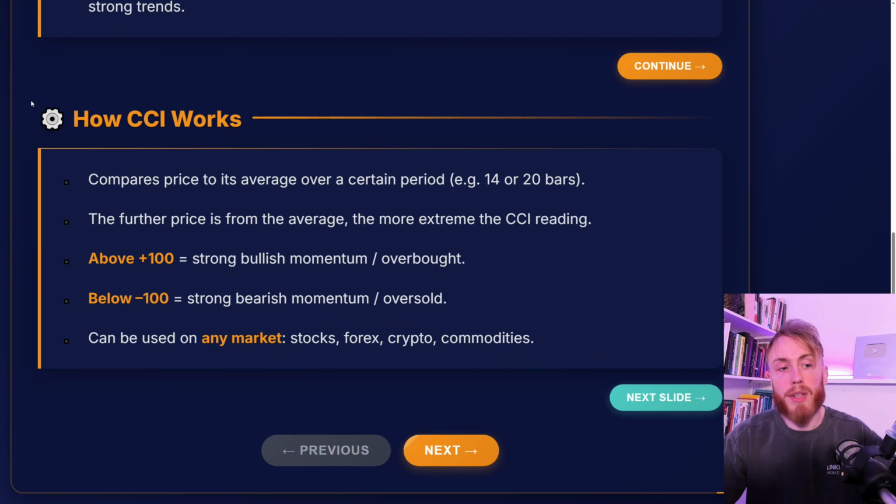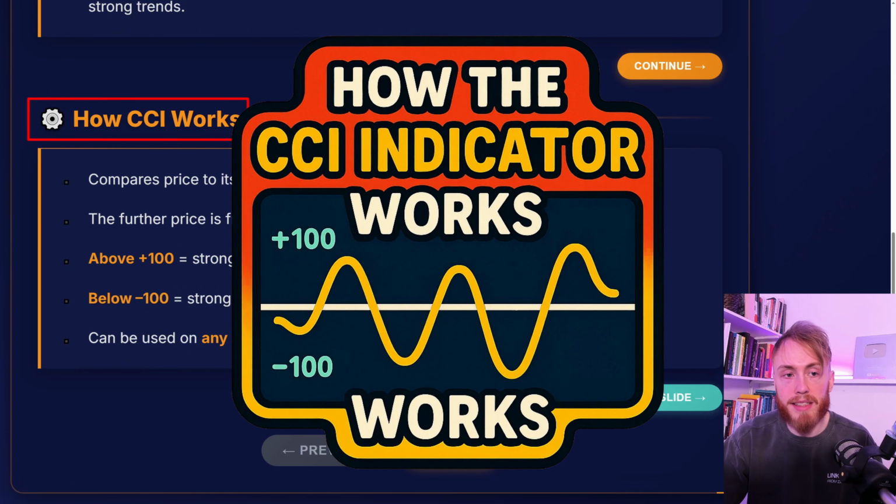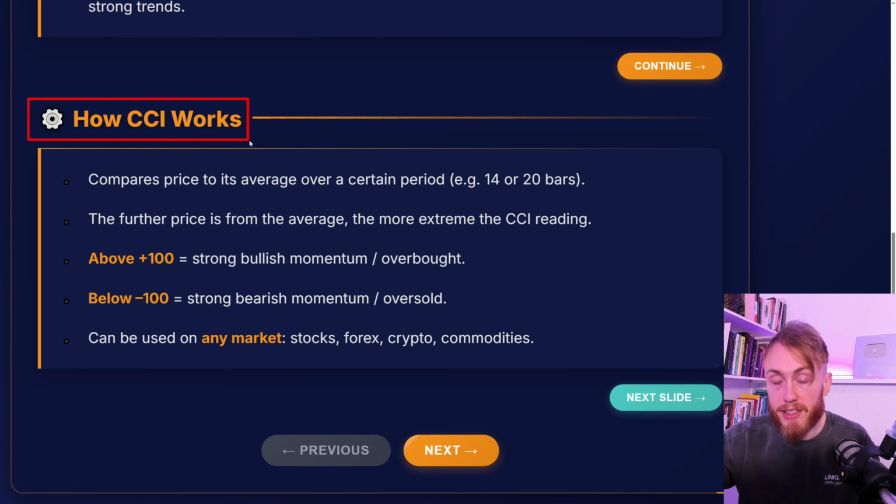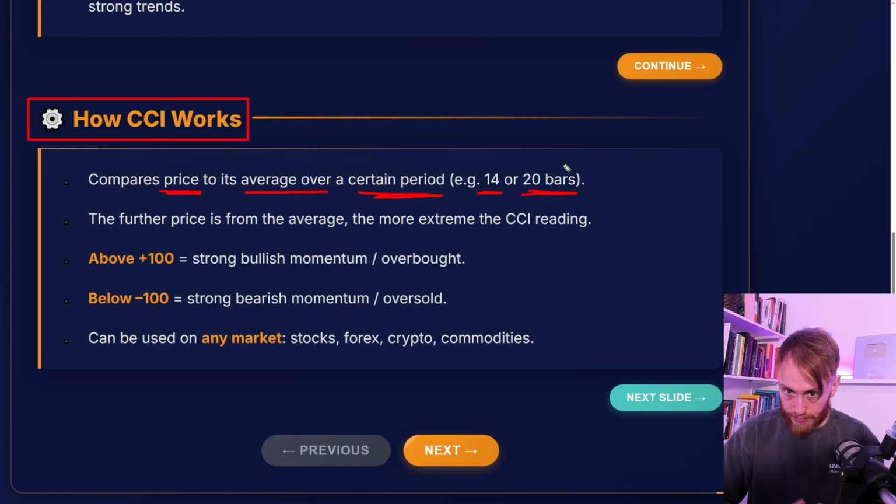But alright, so now let's quickly take a look at how the CCI indicator works, because in order to use it effectively, I think it's very important to at least have a basic understanding of how the indicator works. So what this indicator basically does is compare price to its average over a certain period. The most common period here is 20 bars, I think. Another common one is 14. But as I said, later on in this video we will talk about some different settings you can use in different market conditions.